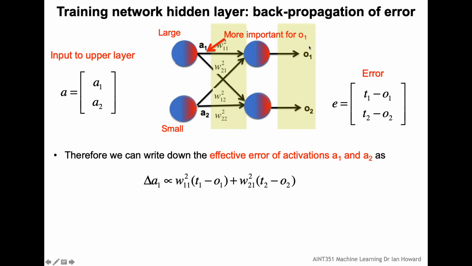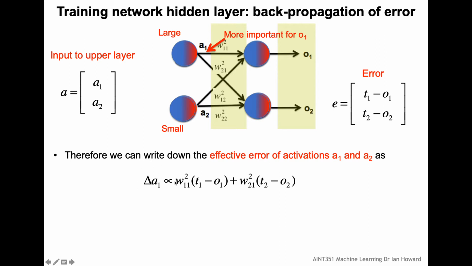So we need to change it in proportion to the error, because if there's no error, we don't need to change anything. If there's a big error, we need to change it a lot. And we also need to change it in proportion to the strength of the weight. So in this case, the change in A1 depends on the error at O1, so that's T1 minus O1 times W11, which is the weight. But there's also a term affecting how we calculate this change coming in from the other output as well. So this is also affected by the error at O2, and in this case, the weight W21, right? So in other words, we've got a sum here of two components.